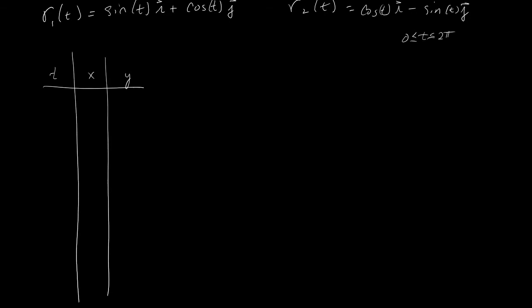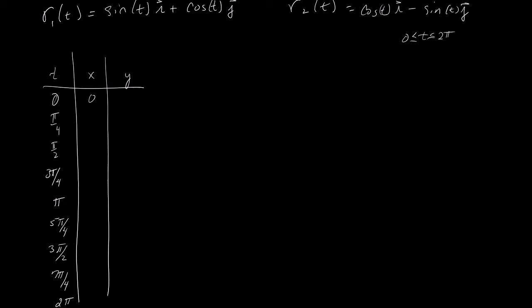All right, so let's begin at 0, and we'll just go in pi over 4 increments. So pi over 4, pi over 2, 3 pi over 4, pi, 5 pi over 4, 3 pi over 2, 7 pi over 4, and 2 pi. Okay, so I'll go ahead and put these in. This is for R1. So the x component is sine of t.